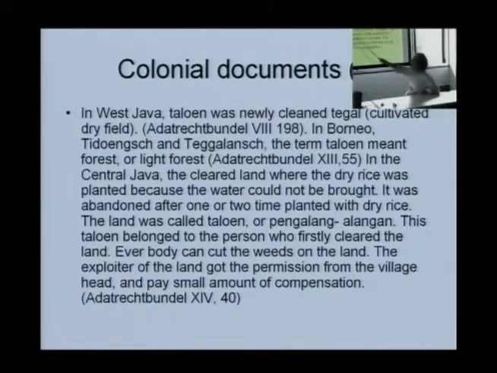In Borneo, Tidores and Tegalands, the term Tarun means forest or right forest. In Central Java, it was cleared land where dry rice was planted because water could not be brought. It was abandoned after one or two times of planting dry rice. The land was called Tarun or Pung Arangan.